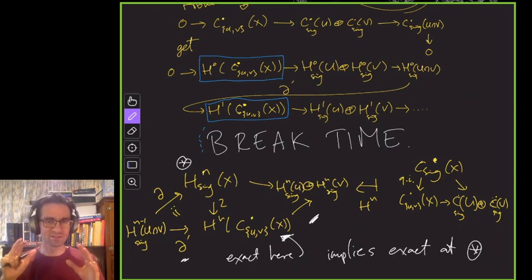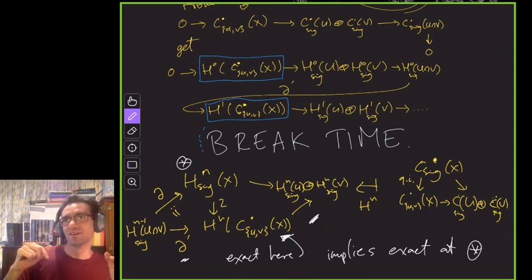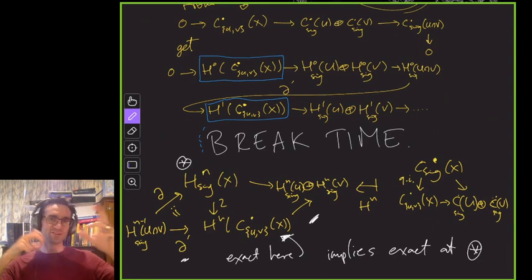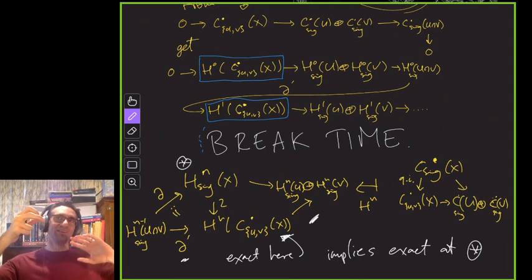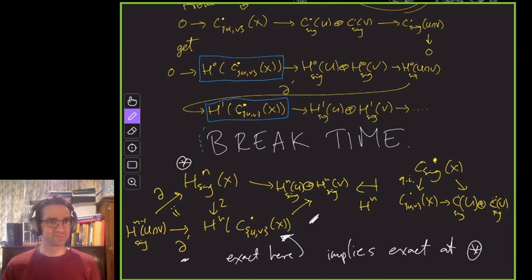I do have to check this, because if I start replacing things with isomorphic groups and I'm not careful about the maps, it's not clear that the kernels and the images will line up right when I replace something by something else that's isomorphic, because you've got to know what the maps are to get exactness.